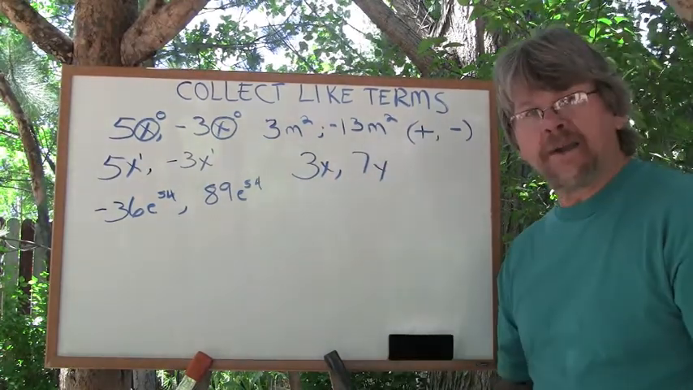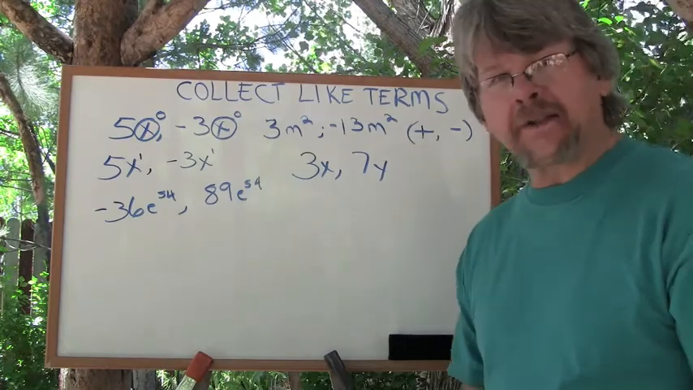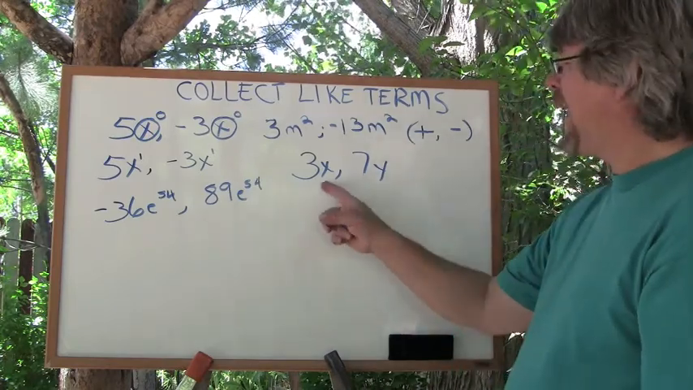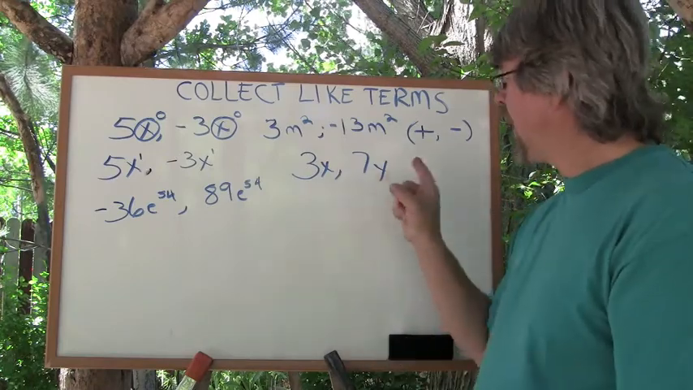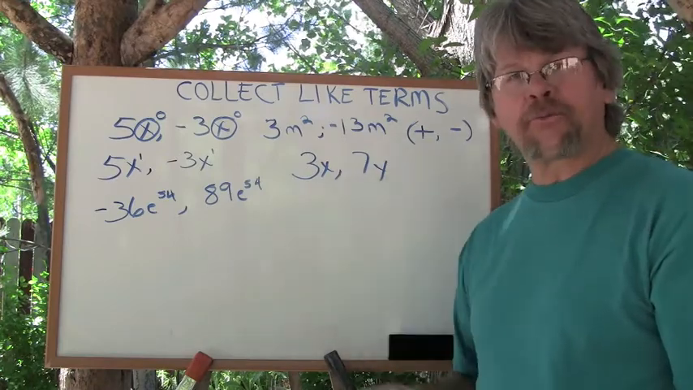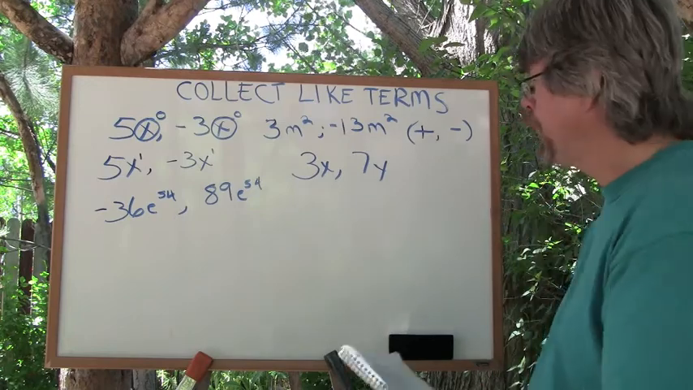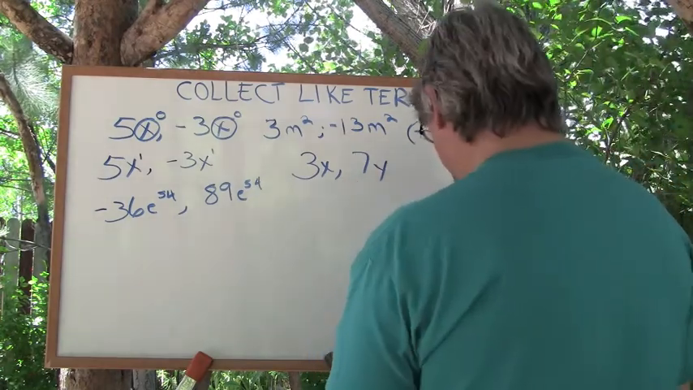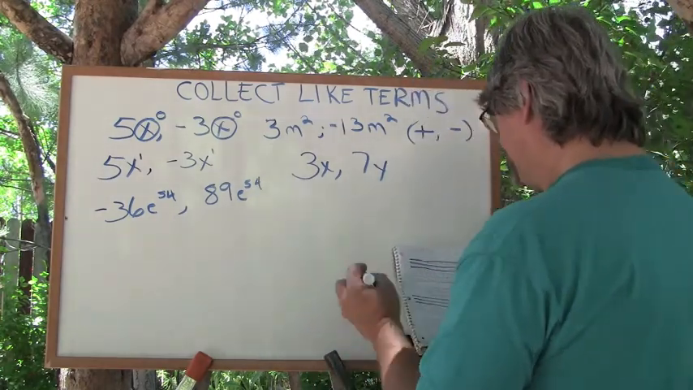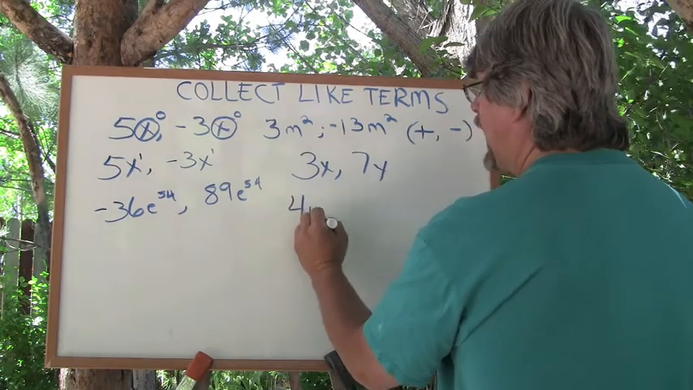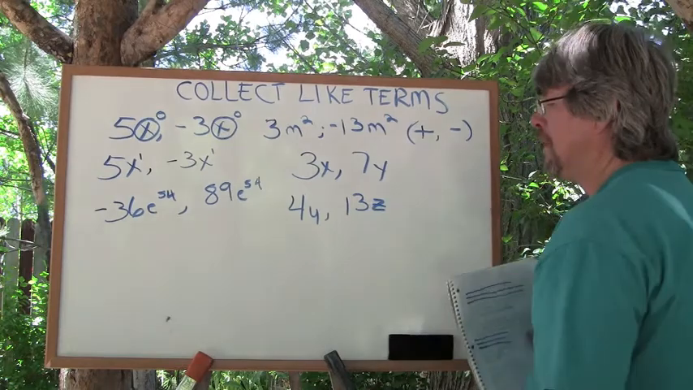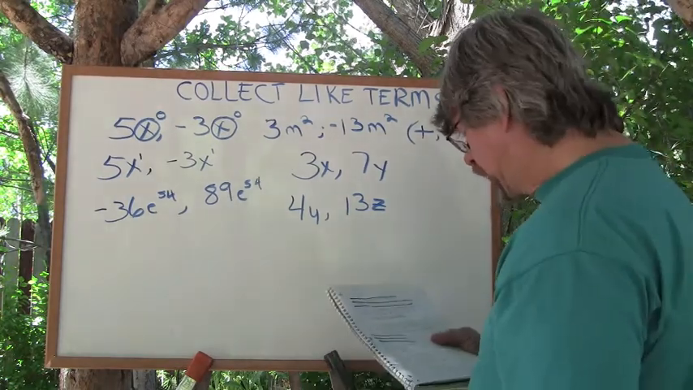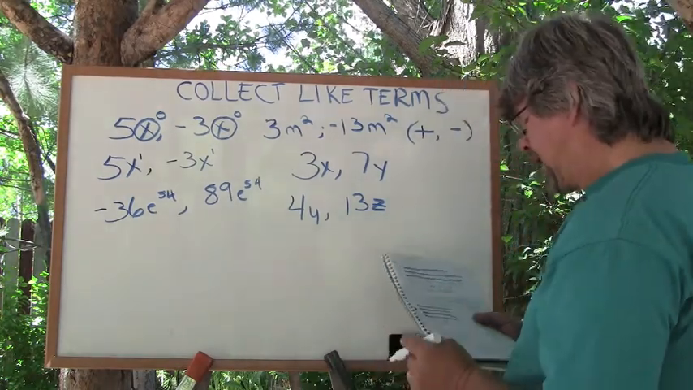3x and 7y, those are not like terms. X is not y. Y is not x. You cannot add or subtract those two terms together. Those are not like terms. Okay? 4y and 13z. Nope, they're not like terms. Can't do it.